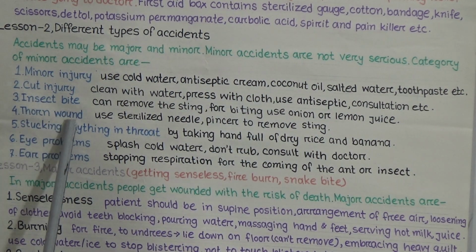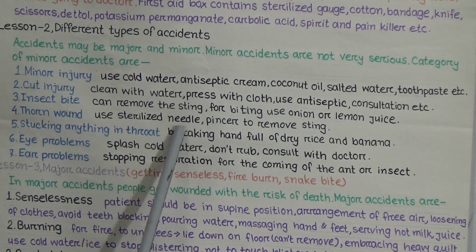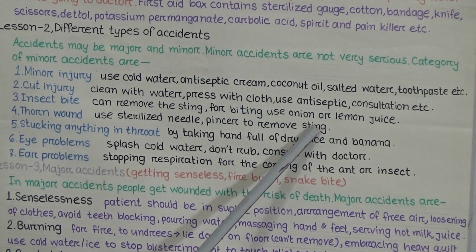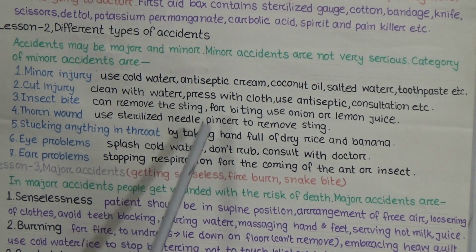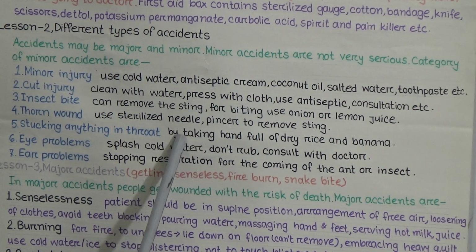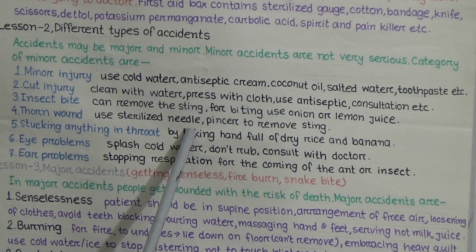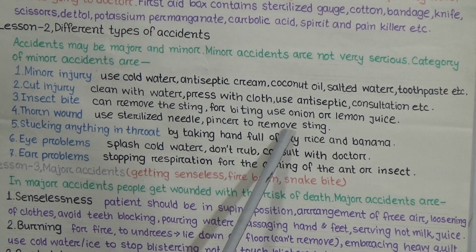Number 4, thorn wound. In this situation, use a sterilized needle or pincher to remove the thorn. If in our body or any person's body we find a thorn wound, we can use a pincher or needle. The pincher and needle must be sterilized, and we can use them to remove the thorn.